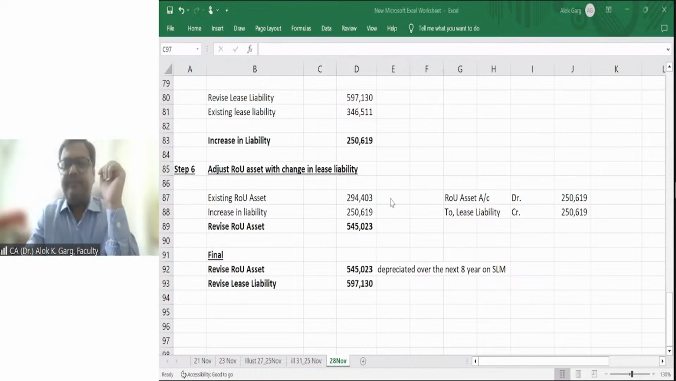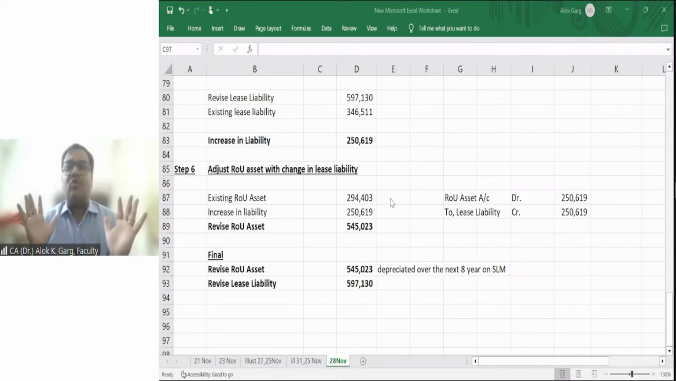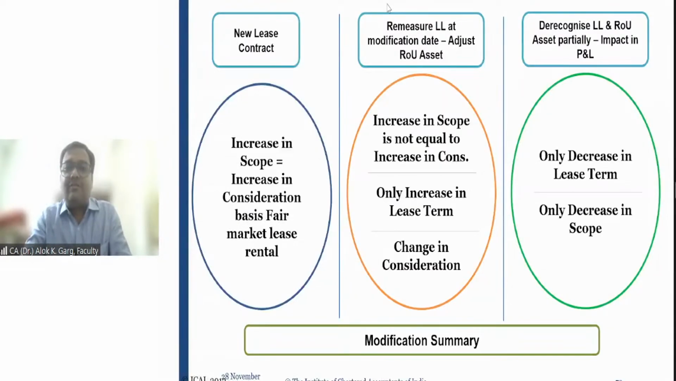So, friends, now you have understood that in the first case, when it was a separate contract, no such complex calculations were required. Why? No modification was required because it was treated as a separate contract. But when it is not treated as a separate contract, you need to remeasure your lease liability. If something is increasing, you need to remeasure your lease liability. Right?